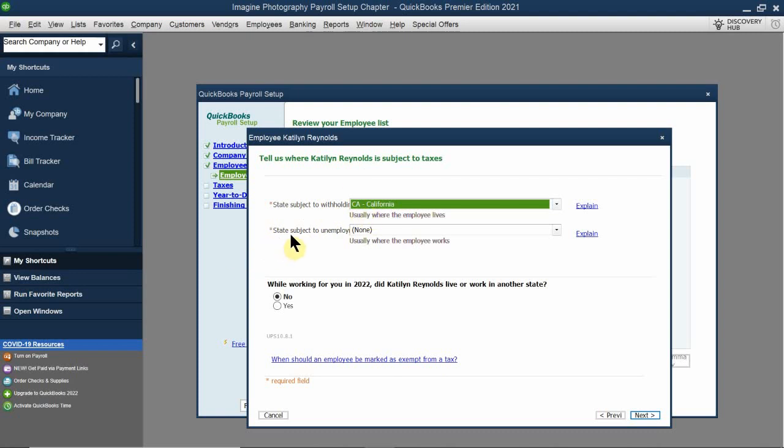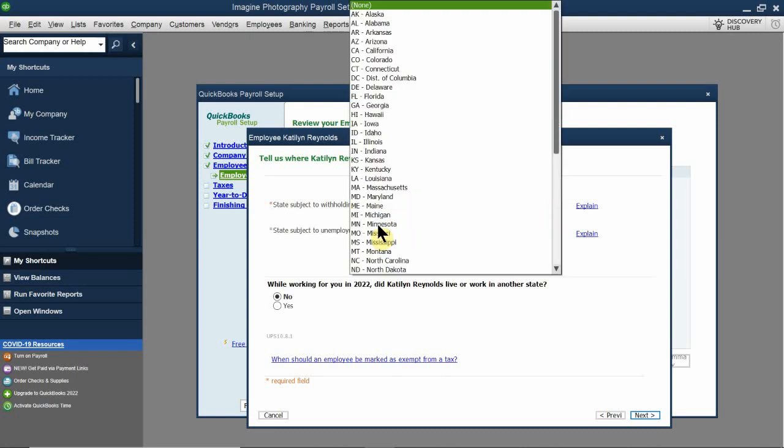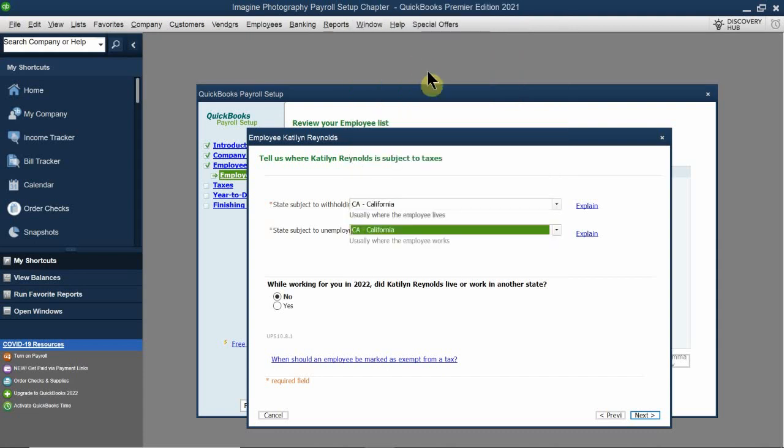And then again, for the state subject to unemployment is also going to be California. Californians actually do pay into their own unemployment, okay? It's part of one of their taxes, right? They have a section for their unemployment, a section for the disability, and then another section for their own California withholdings. So again, California pays a lot of taxes, okay?